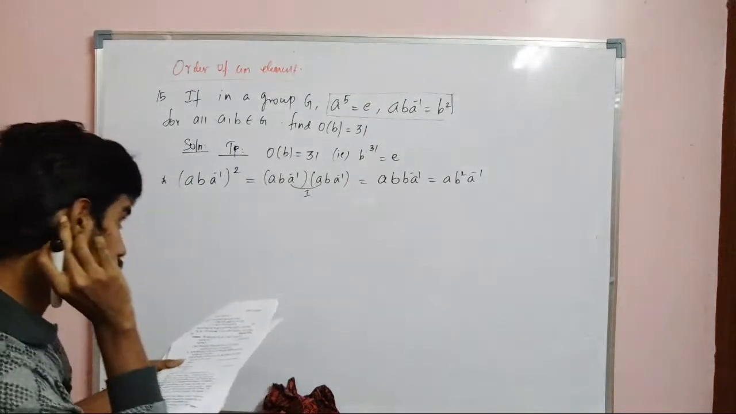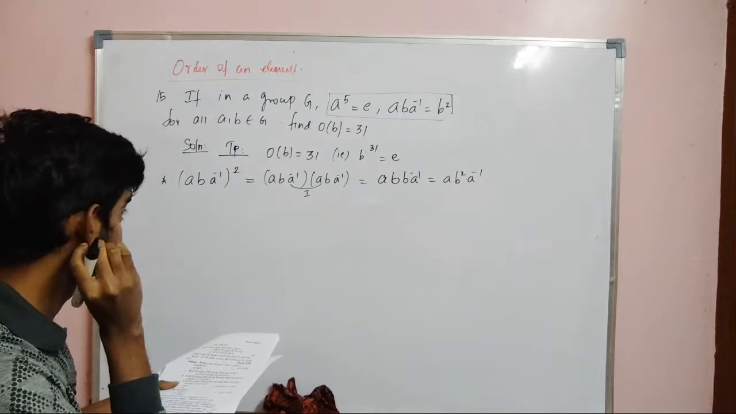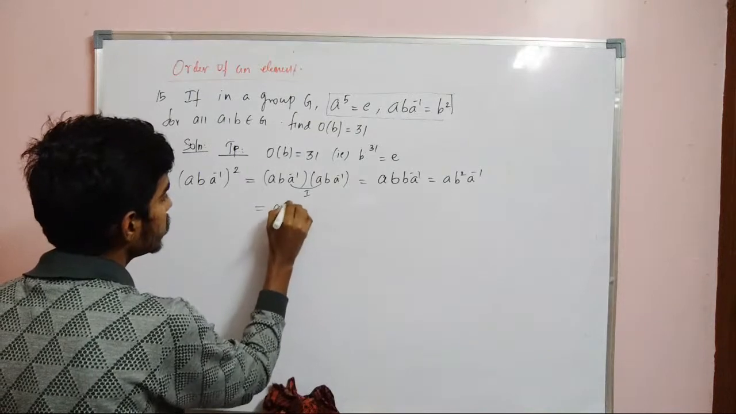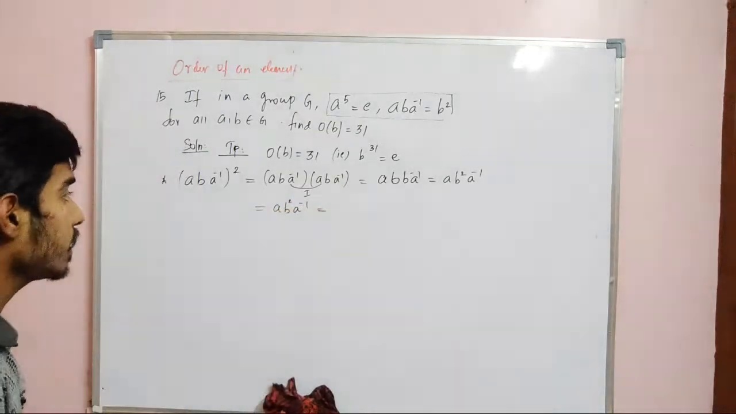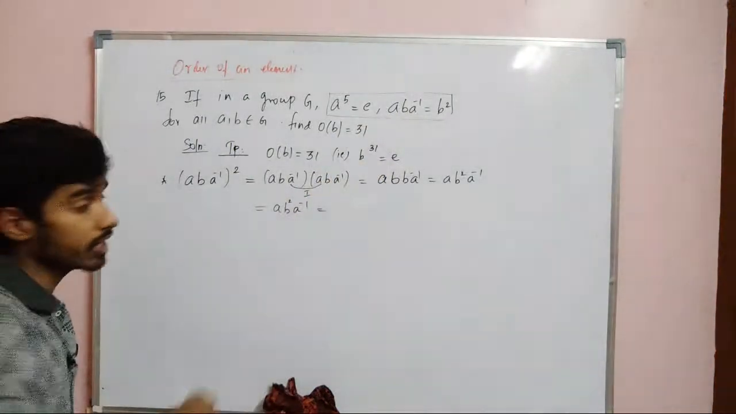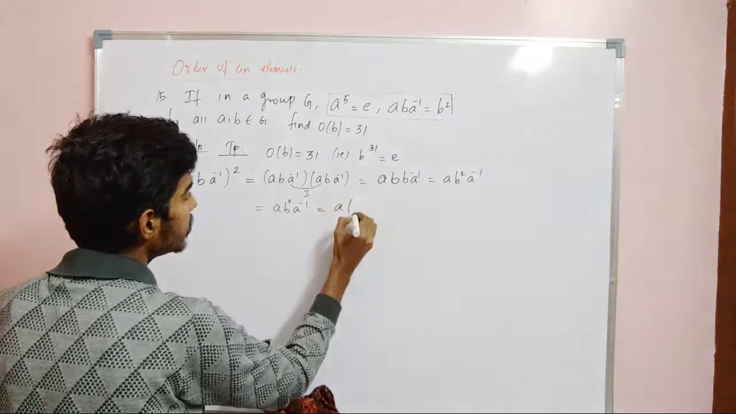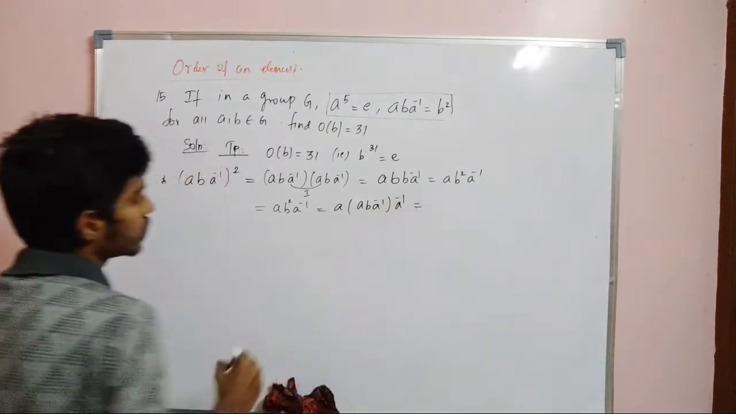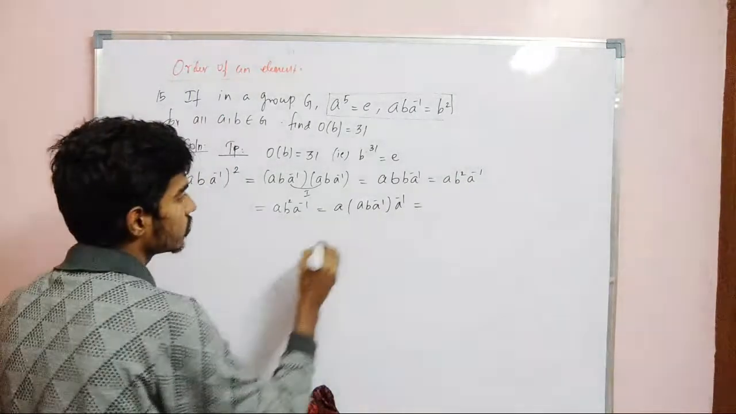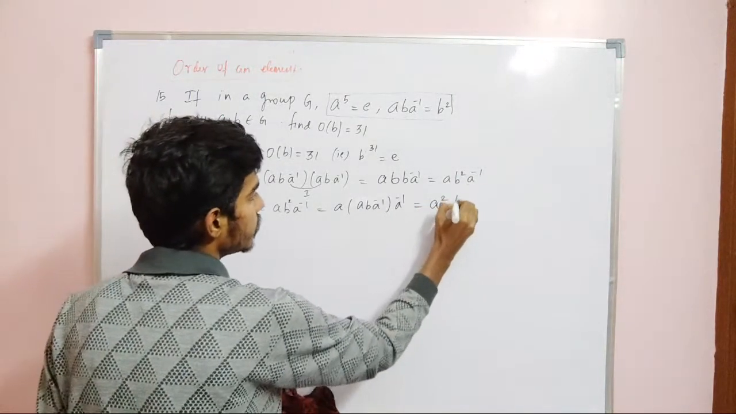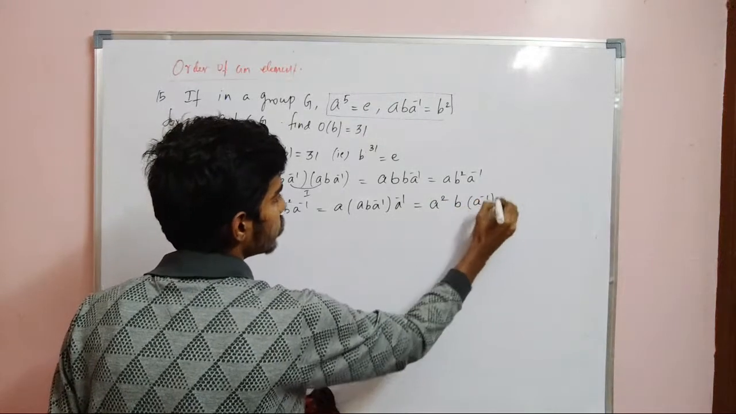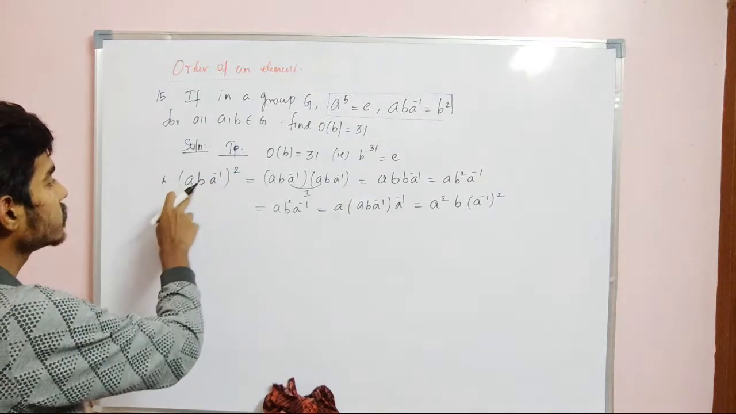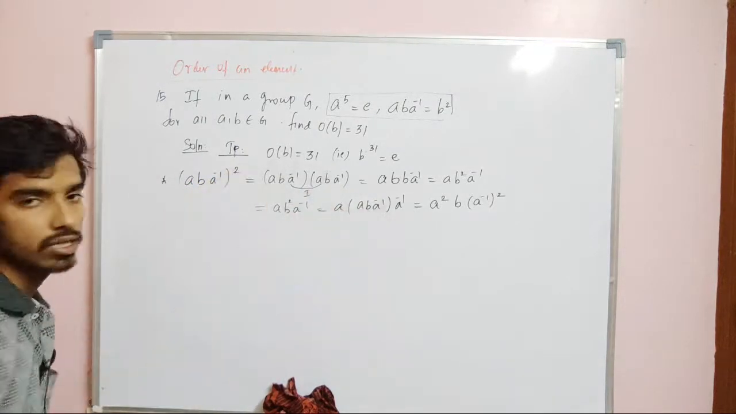Now we have found this is equal to AB square A inverse, but you can see they have already given that B square is ABA inverse, right? I am going to substitute B square now. So A into, they have given B square is ABA inverse, into A inverse. Now if we multiply, what will we have? A into A is A square, B will remain as it is, and this is A inverse whole square, right? So therefore ABA inverse whole square is A square B A inverse square.